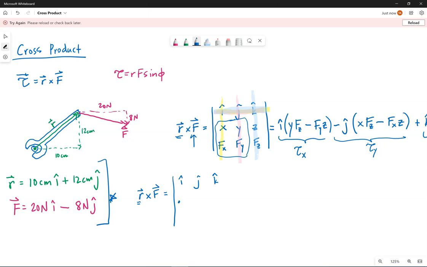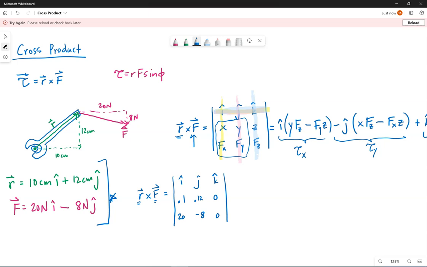I'm going to put these in terms of meters. So 10 centimeters would be 0.1 meter. The j hat, the y component, is 0.12 meters. And then there is no z component. Those zeros are important in terms of calculating the torque. The last row is always the second vector in the cross product. The x component is 20. The y component is -8. We don't need to put the units in there, but we can. So this is what our matrix will look like.